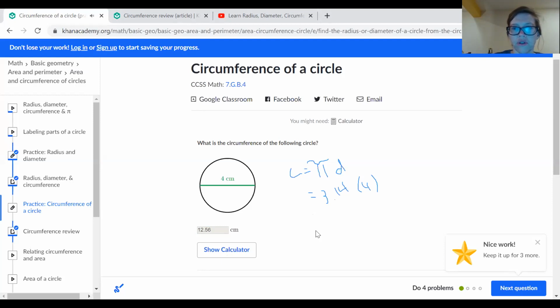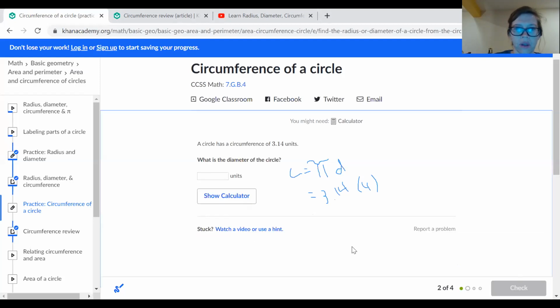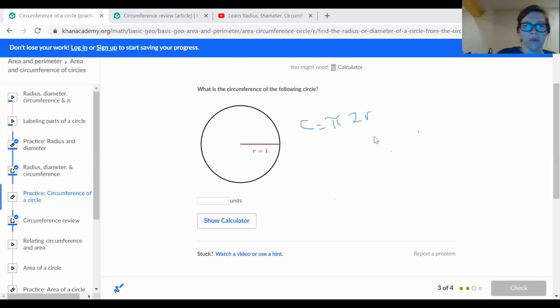All right, we're going to try a couple more problems, okay? Your next question is asking what is the diameter of the circle. We're just going to skip over that problem because we are focusing on finding circumference. So let's look at this problem. What is the circumference of the following circle?